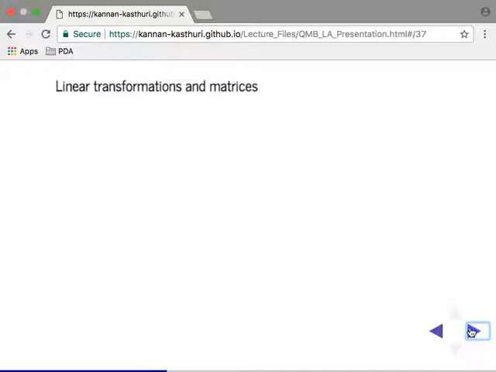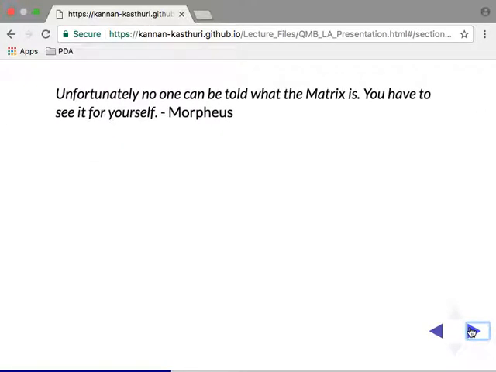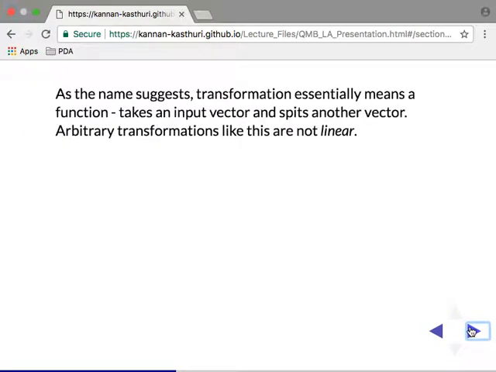Linear transformations. What is a matrix? It's a movie. Actually, I like the movie. Did anybody watch it? You like the movie Matrix? It's one of the finest movies, right? But the matrix is actually a linear transformation at the end of the day. I mean, it's essentially a function. What is a function? A function is something where you have an input vector and it spits out another vector, right?